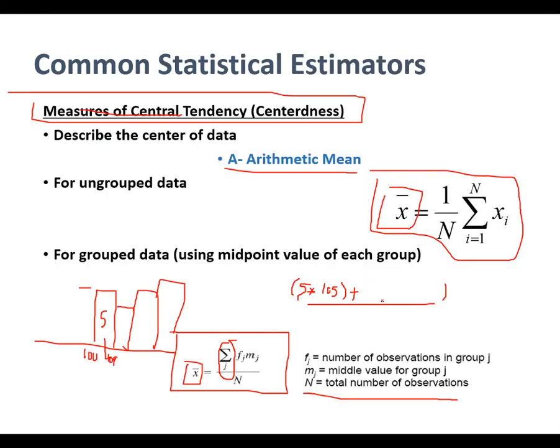So I add them up, and this is called the weighted mean, and I divide here by 50 in my previous example. So I do it for every group, and I get the weighted mean for the grouped data. We use here the midpoint of every single group.